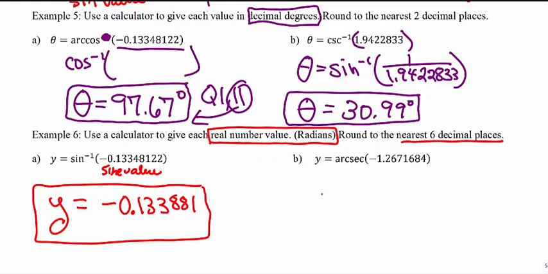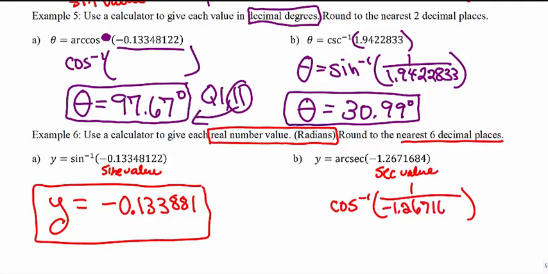Okay, the last one, we have y equals arcsecant of this secant value. So we want to know what angle has this secant value. We do not have an arcsecant button or secant inverse button in our calculator. So we're going to go to cosine. We're going to take the reciprocal of the function and then the reciprocal of the input.